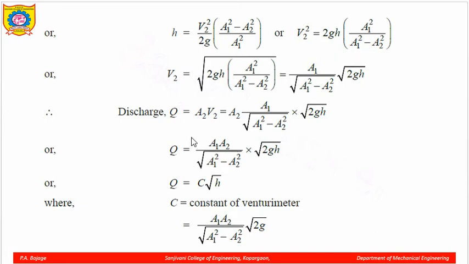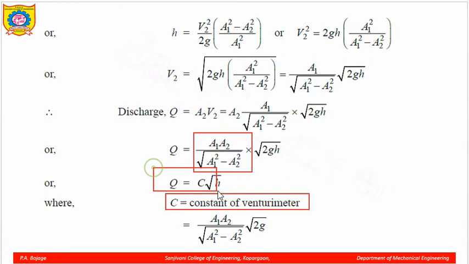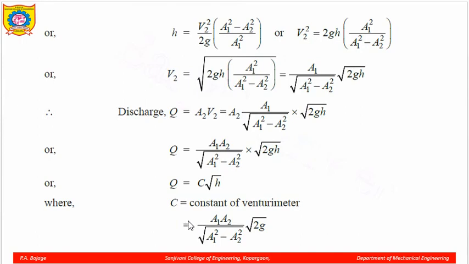Modifying this again, we get A1 A2 upon under root A1 square minus A2 square into under root twice GH. This part, A1 A2 upon under root A1 square minus A2 square into under root twice G, is taken as the constant of the venturimeter, so Q is C under root H, because these are also constants basically. So, that is the constant parameter.